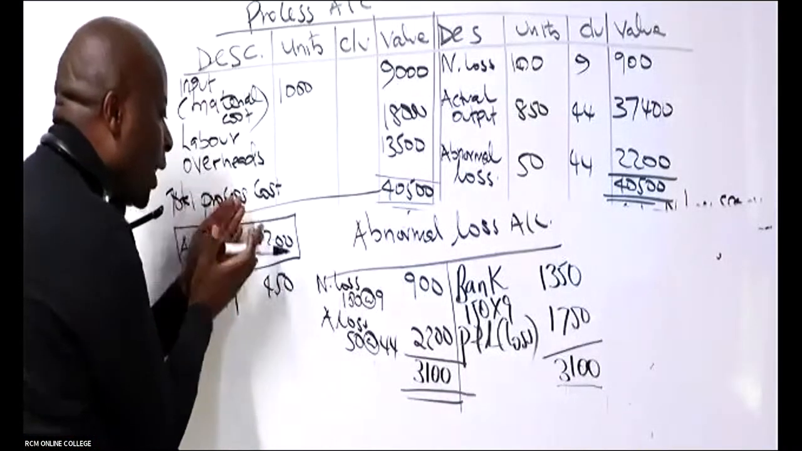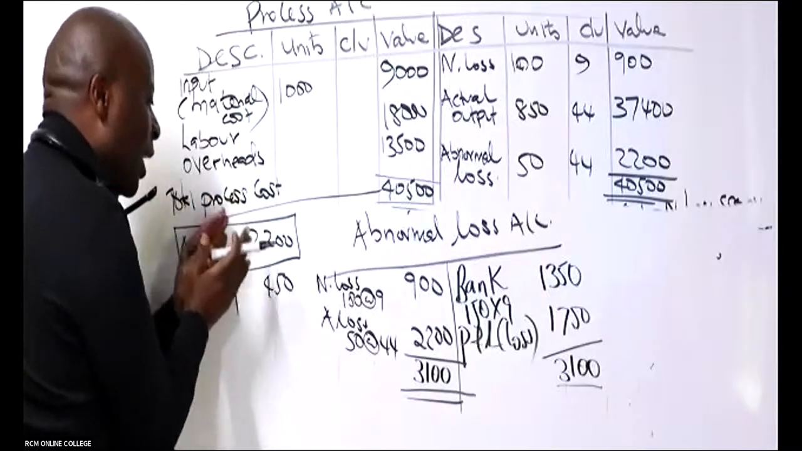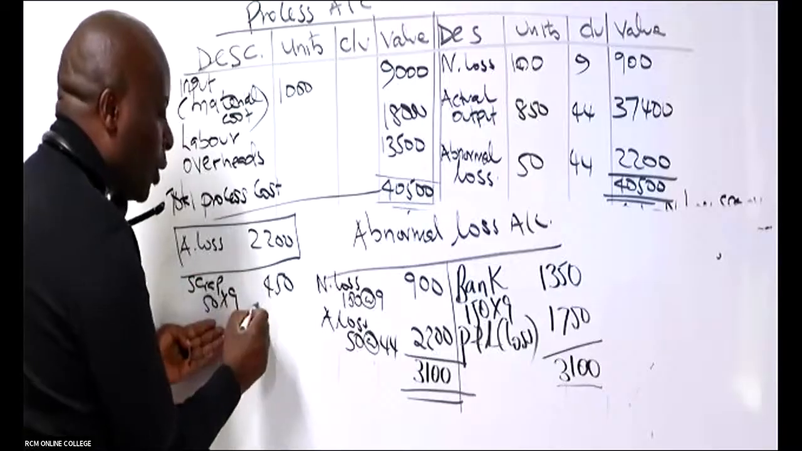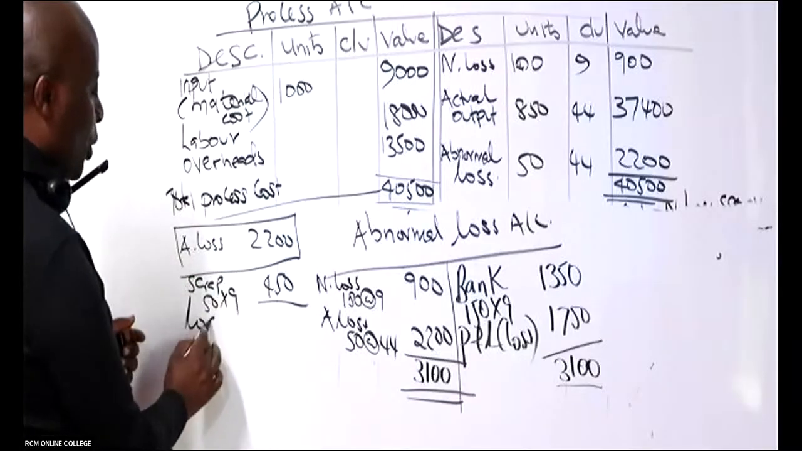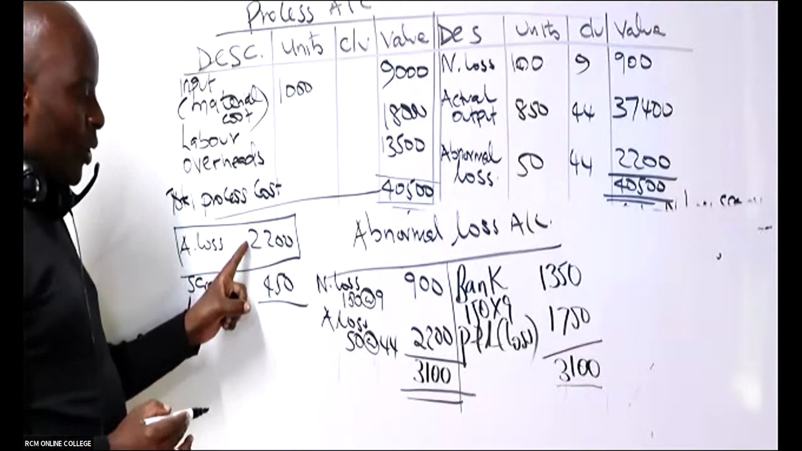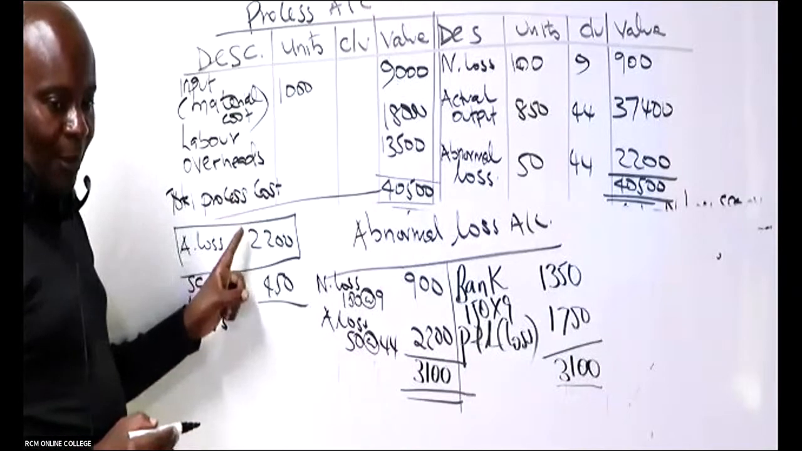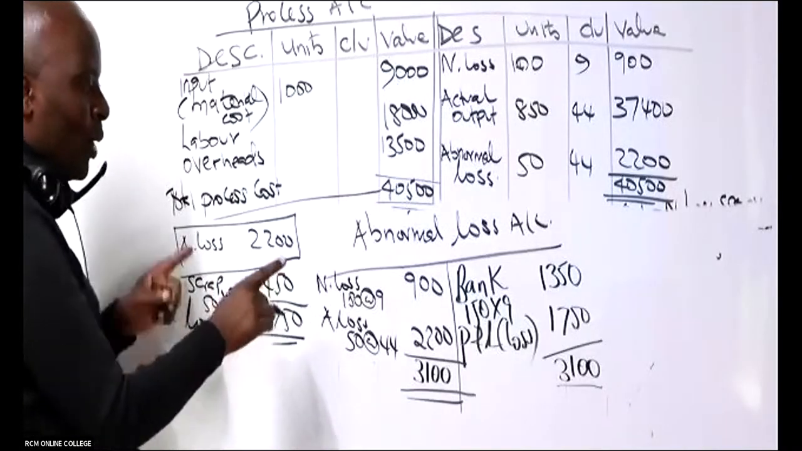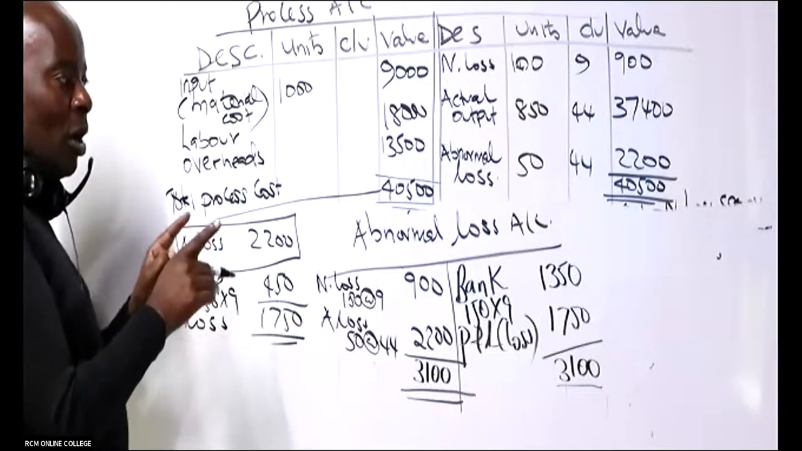So you can see they are worth 2,200, and I'm going to sell them for 450. Then what loss am I making out of this? What is 2,200 minus 450? It gives me the same amount which I've been able to get from the abnormal loss account.